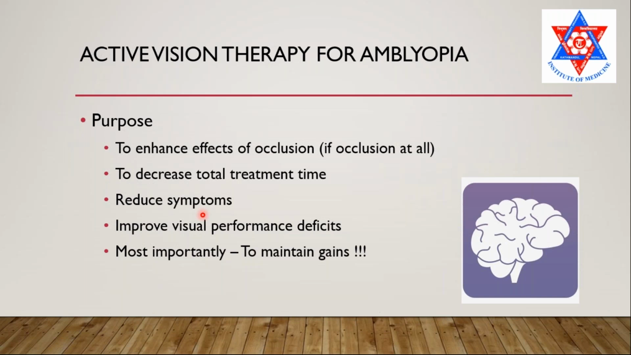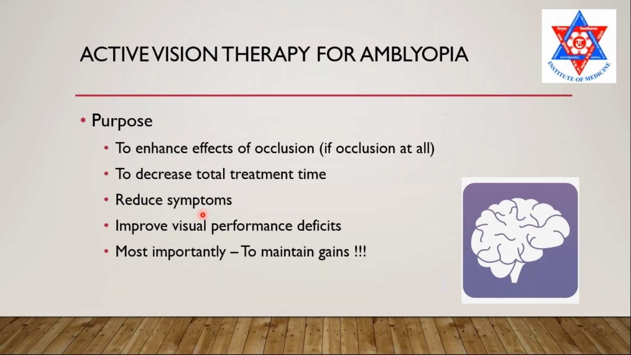After undergoing the therapy, for example, the child will improve to 6/12 or 6/15, and to maintain gains means to maintain that improvement to that level, not to regress. So these are some of the purposes of active vision therapy.